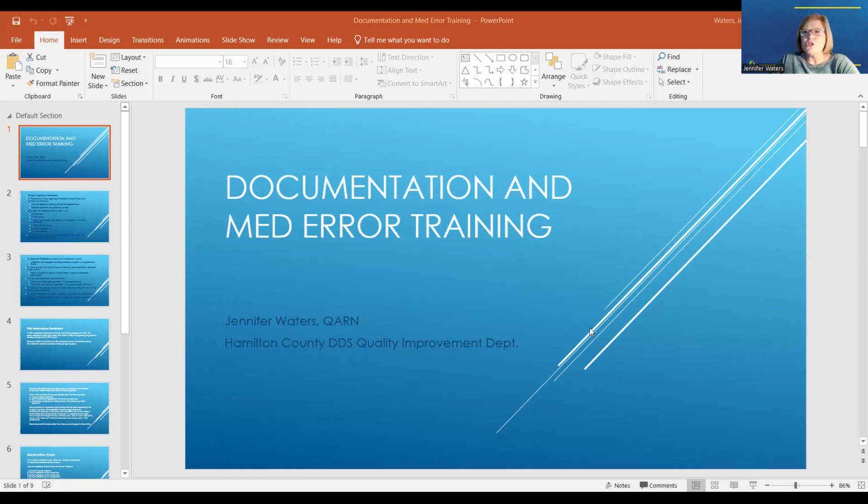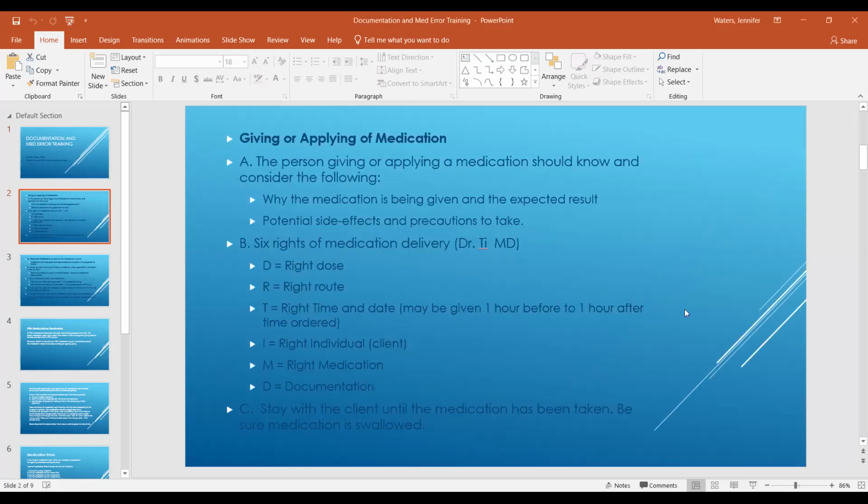So again, this training is over documentation and med error training. One of the things that I want to remind you of are when you're giving a medication, make sure that you know why the medication is being given and what the expected result is. What are the potential side effects and the precautions to take?